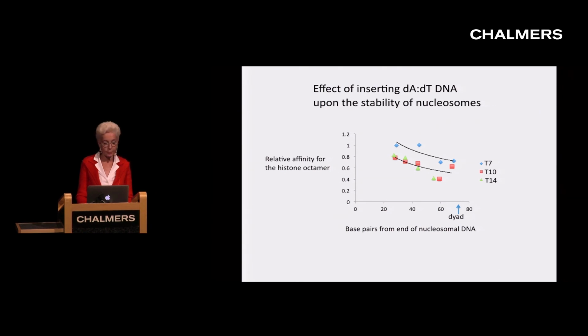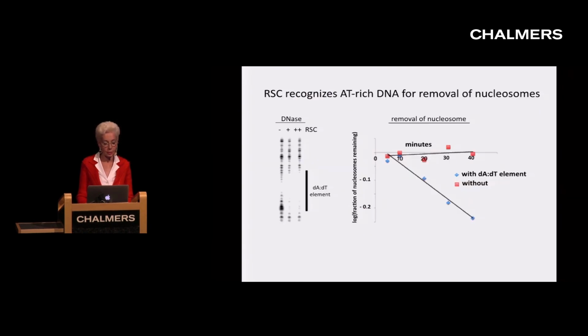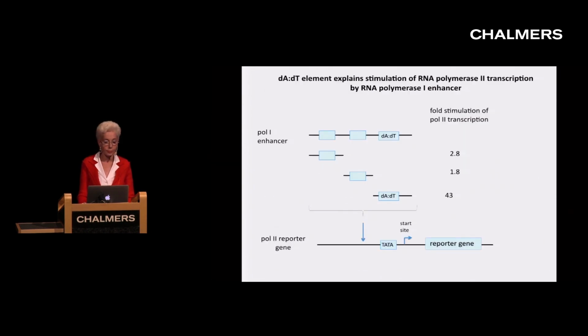What then is responsible? The answer is RSC. On the left, you see RSC protects the A-T element within a nucleosome from DNA digestion. On the right, you see a semi-log plot showing the rate of removal of a nucleosome by RSC from a natural DNA without the A-T element in red, and the same DNA in which we have inserted a 7 residue A-T element, in blue. Insertion results in recognition by RSC and removal of the nucleosome.